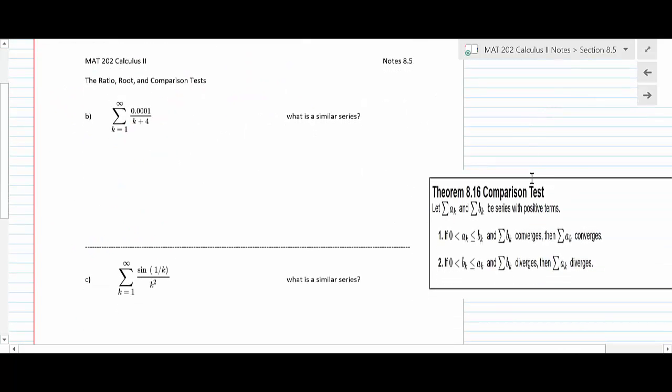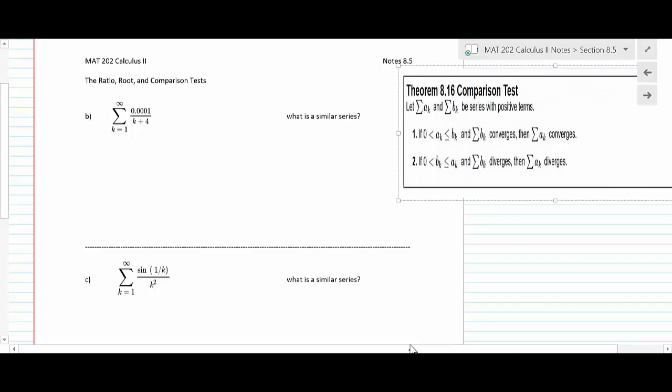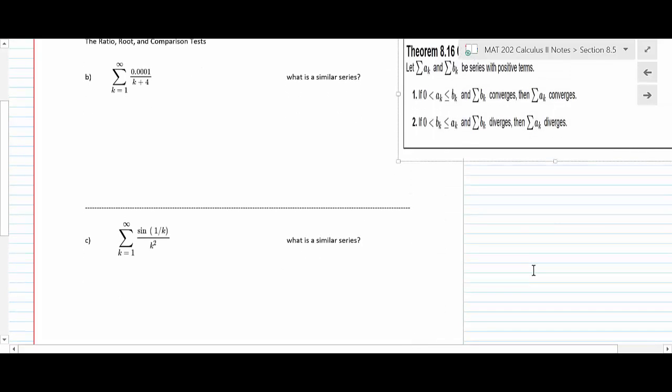Okay, let's do a couple more things with a comparison test here and show you kind of what happens. So let's look at this one. Now, if you're doing a comparison test on a test, I'm going to give you some sort of a series that easily compares to something you know. So the way I'm going to start this one is by just pulling out the constant. You can always do that. So we have that times the series k equals 1 to infinity, 1 over k plus 4. Now, if you ignore the 4, tell me what you see.